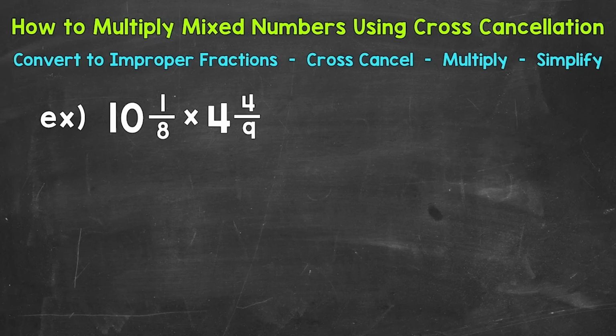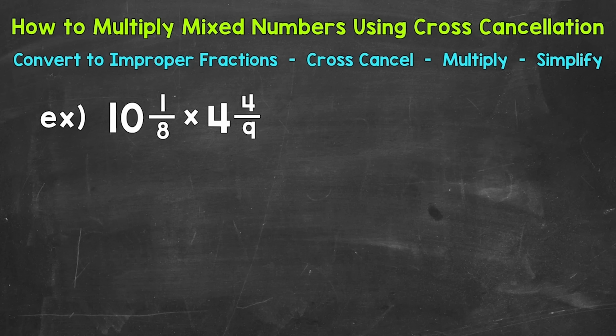Now we will take a look at using cancellation when multiplying mixed numbers. Let's jump into our example where we have 10 and 1/8 times 4 and 4/9. Now the first thing that we need to do, we need to convert these mixed numbers to improper fractions. That way we just have a numerator and a denominator.